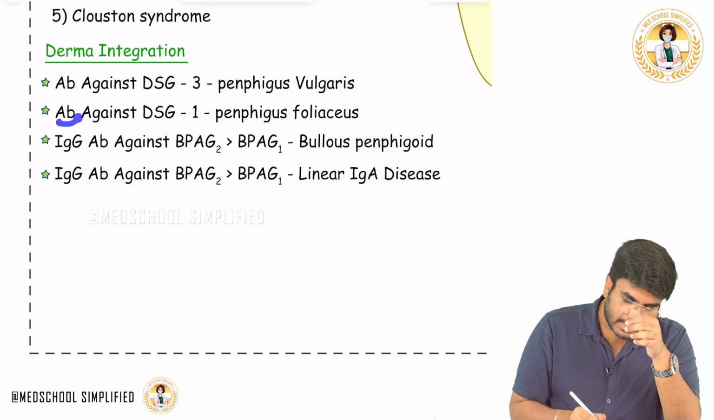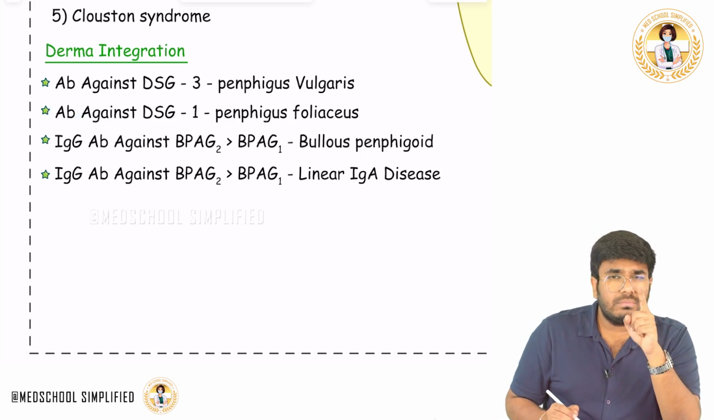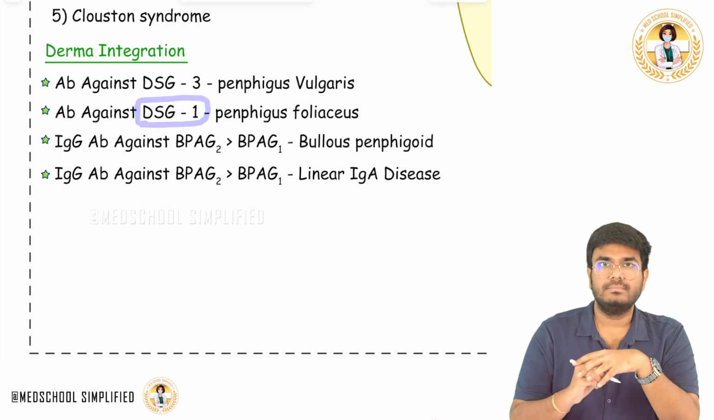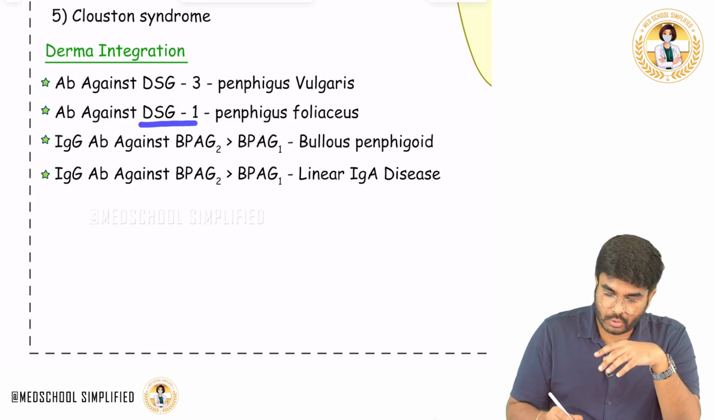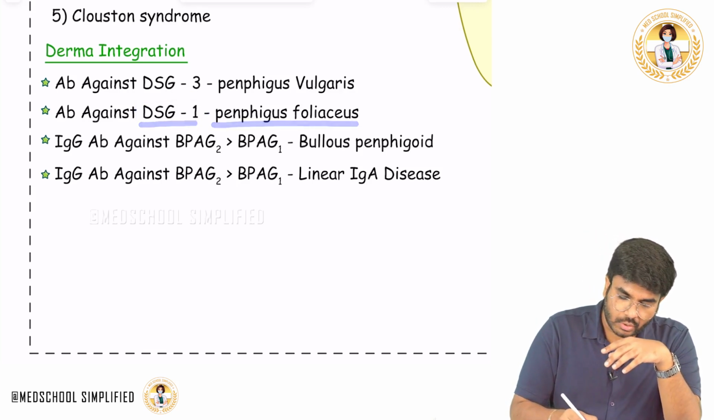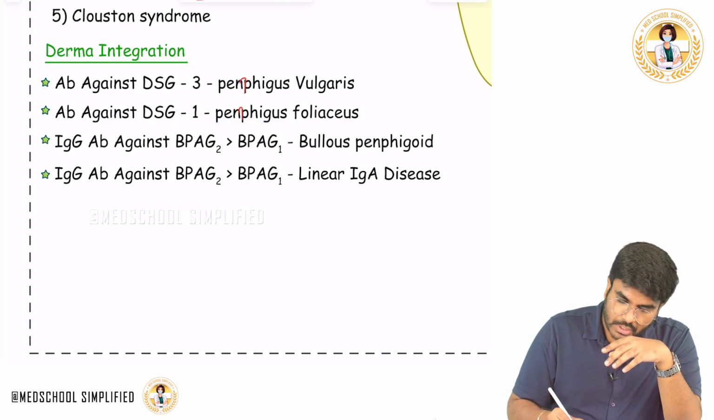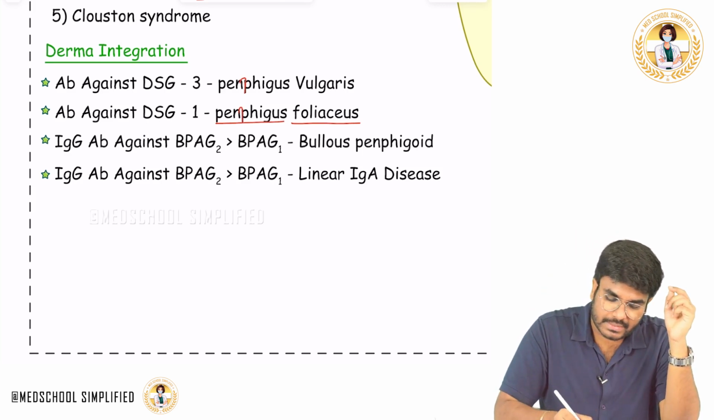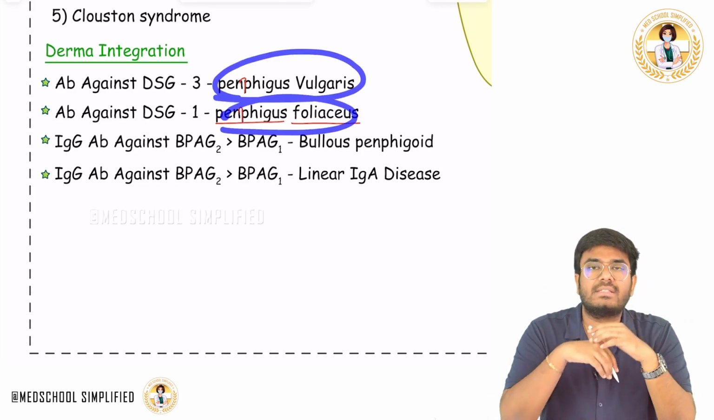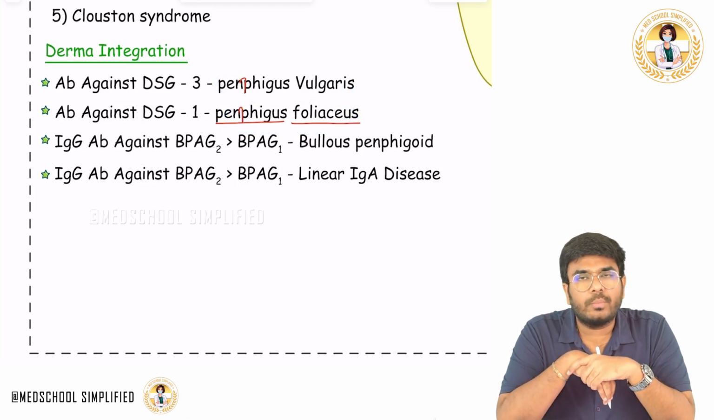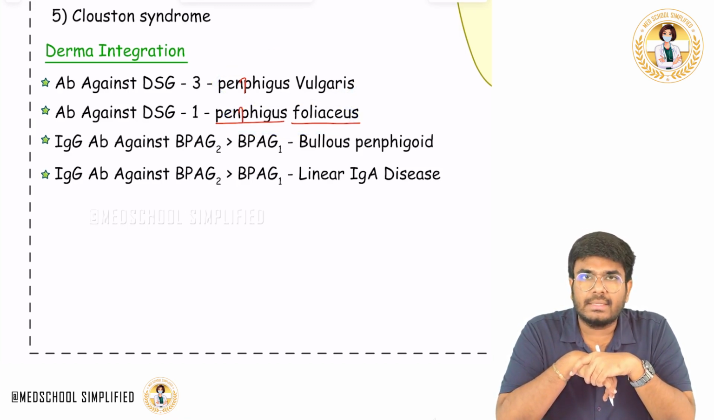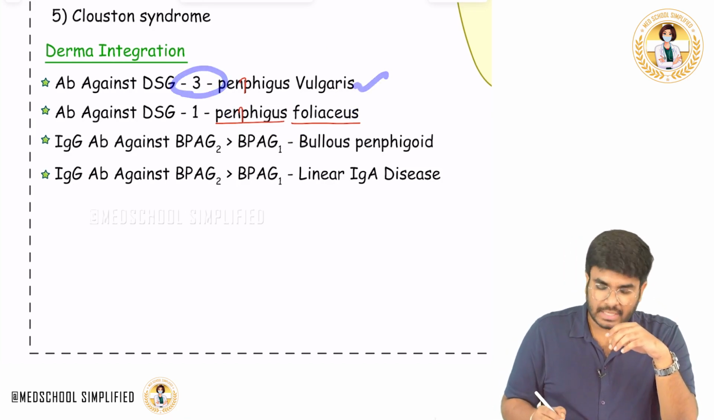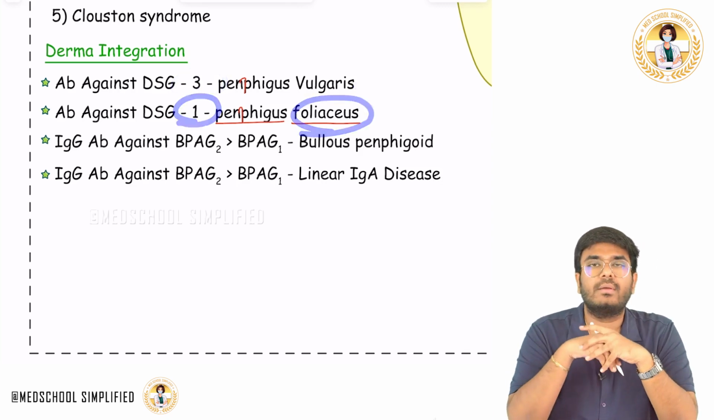In the same way, there is an autoimmune disease where antibodies are produced against a protein called desmoglein 1. Okay, so it is also going to produce a bullous disorder called pemphigus foliaceus. So tell me guys, whenever you see the words pemphigus vulgaris and pemphigus foliaceus, both are autoimmune disorders where the autoantibodies are attacking the desmosomal proteins. In pemphigus vulgaris, it is desmoglein 3. In pemphigus foliaceus, it is desmoglein 1.